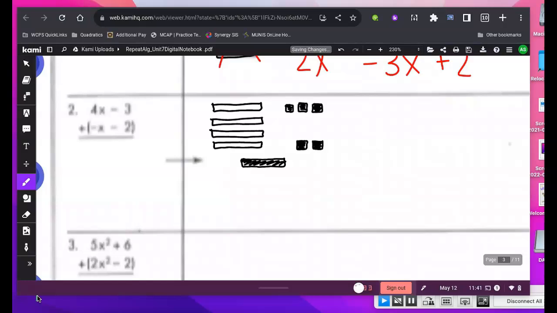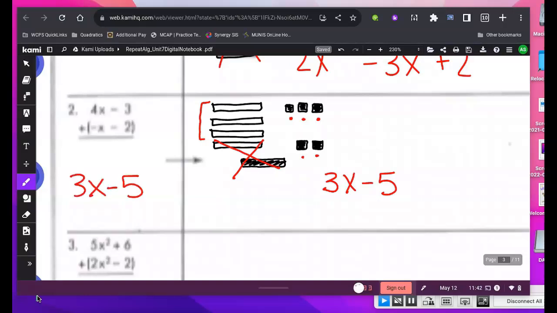So now we're going to cancel anything out that we can cancel out. So here's a positive and here's a negative that will cancel each other out. So how many positive x's do I have left over? I have 3 positive x's left over. And then I don't have any positive ones to cancel out. So I have 1, 2, 3, 4, 5, and they're negatives. So I have negative 5 little tiles left over. So my final answer, the polynomial 3x minus 5.